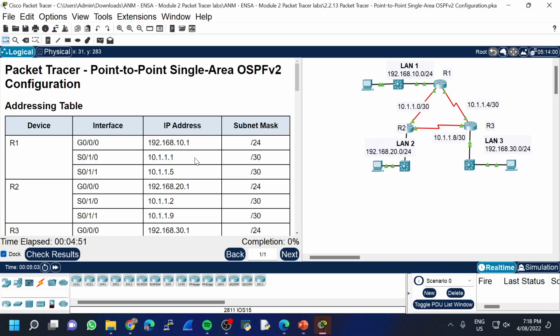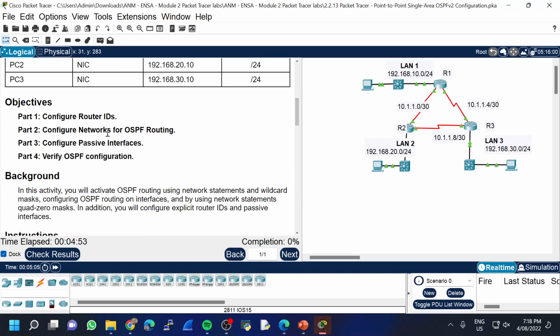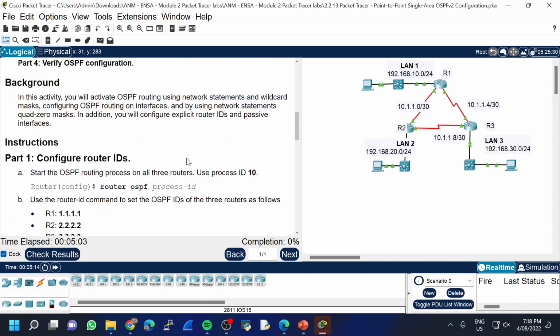See what we have to do here. Configure router IDs, configure the networks, configure the passive interfaces, verify the OSPF configuration. Let's smash it out. In this activity, you will activate OSPF routing using network statements and wildcard masks, configuring OSPF routing on interfaces by using network statements and quad 0 masks. In addition, you will configure explicit router IDs and passive interfaces. Is that clear what you want to do?